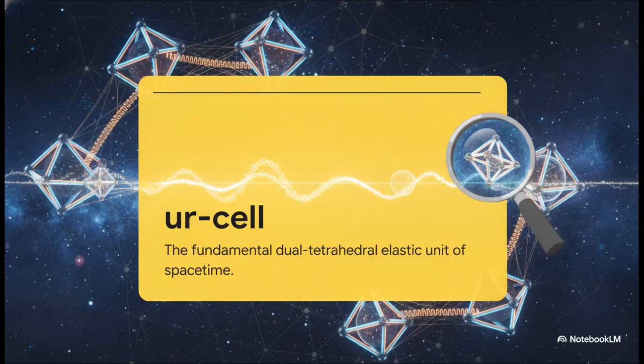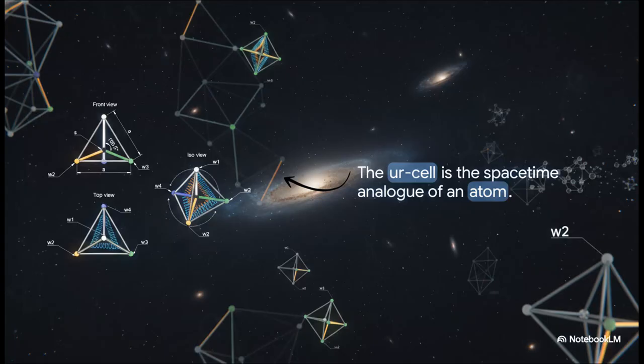This theory calls the building block the cell, and you can picture it as the absolute smallest possible unit of spacetime. It's this tiny, elastic structure with a really specific shape, kind of like two pyramids stuck together at their bases. And here's a really powerful way to think about it. The cell is for spacetime what an atom is for matter. It's the basic Lego brick. Just like all the stuff around us is built from atoms, the MMU says that the very fabric of space itself is built from these interconnected cells.